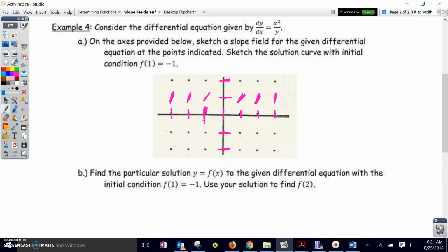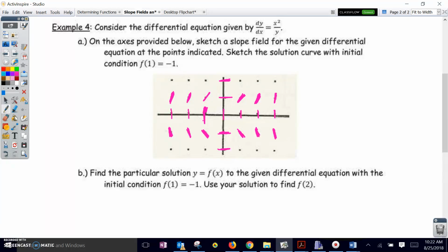And down below the axis, when y is negative 1, we'll have x squared divided by negative 1, so the slope's going to be negative 1, and negative 4, and negative 9. And over here, we have negative 1, and negative 4, and negative 9. And up above, the slopes will flatten out a little bit.